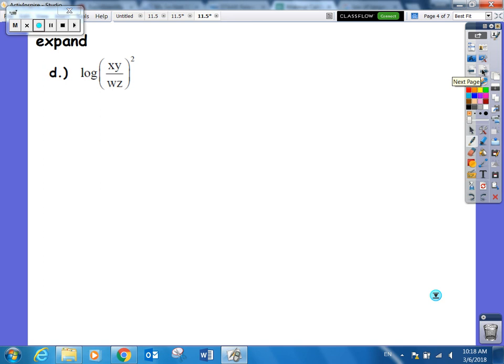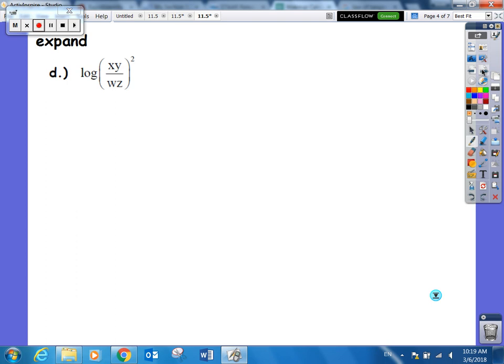And this last expand problem. How you do this, the order that you do it in is kind of up to you. There's different ways to go about doing this. We can take care of that squared first. We can square all those terms.